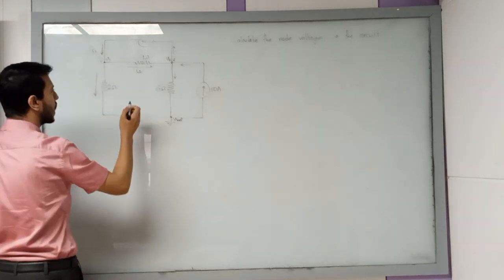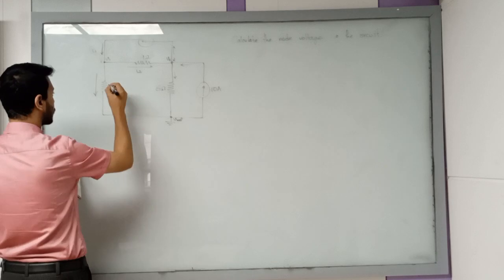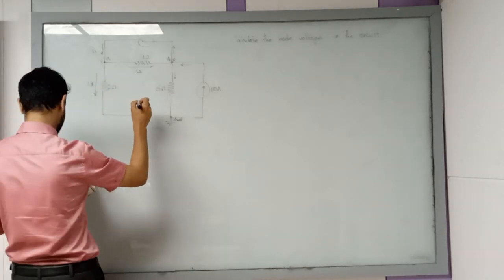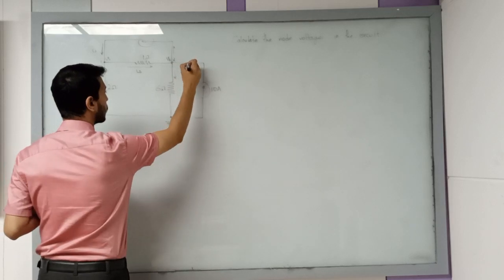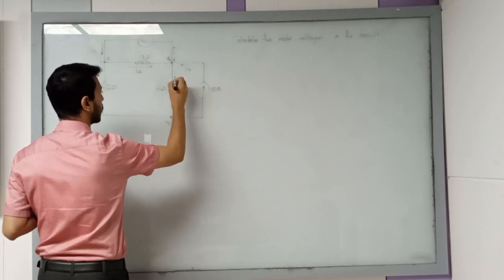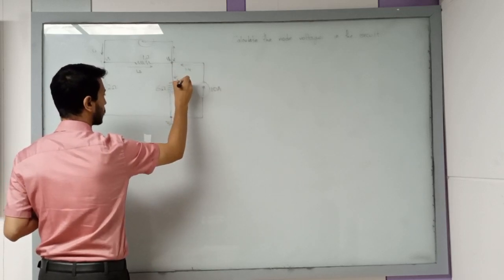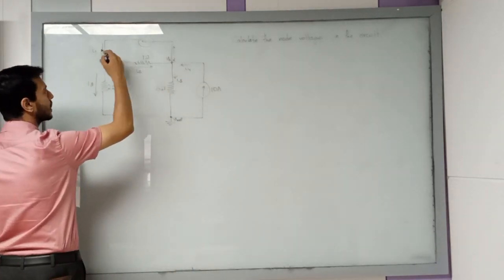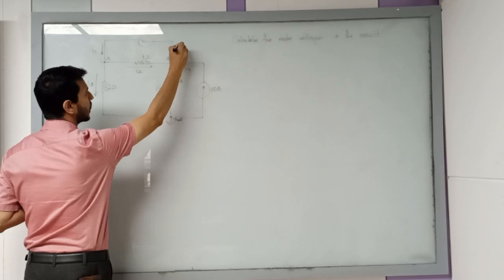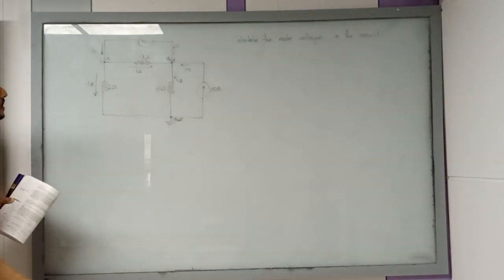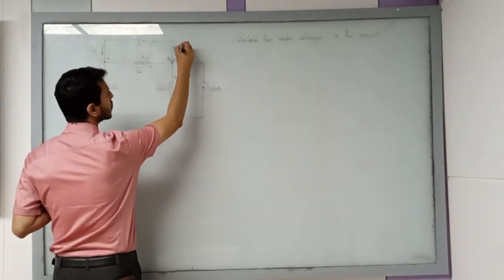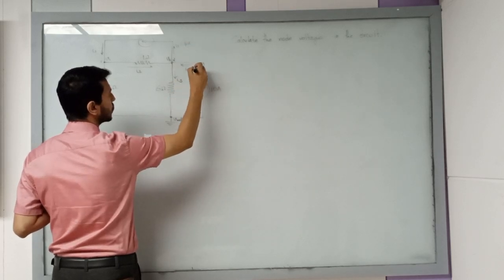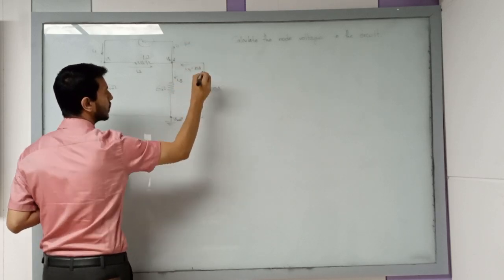So I1, I2, this is I3, এটা I4, আর এটা I5. Okay, this current is I1, same current, and I1 is equal to 5 ampere. I4 is equal to 10 ampere.